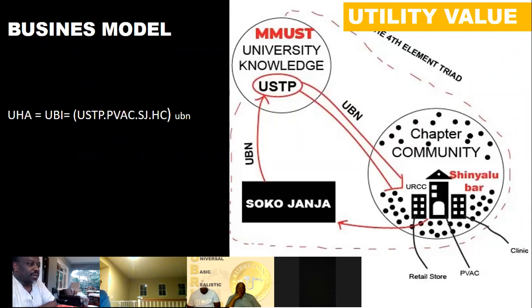And that market is known as sokomjinga. Sokomjinga is the typical market you find in Kenya, and it's everywhere. Sokomjinga is a market for things that have no value addition. See? That is where we are, Ridwan. Sokomjinga is a place where you go and find things with no value addition.